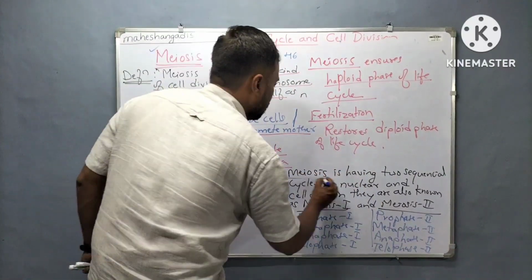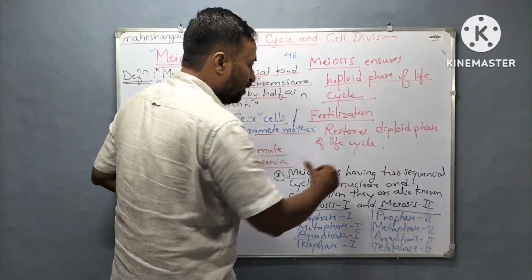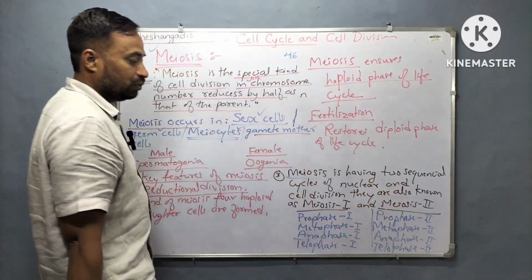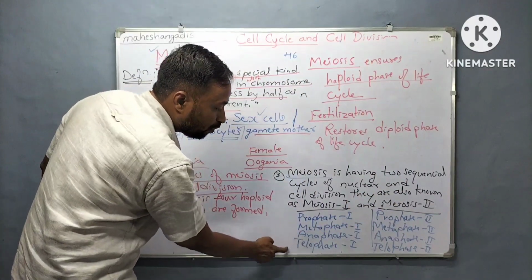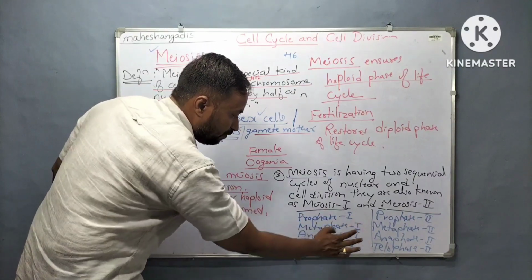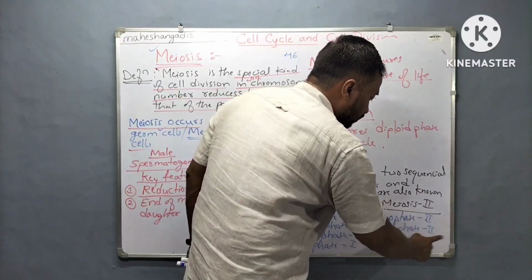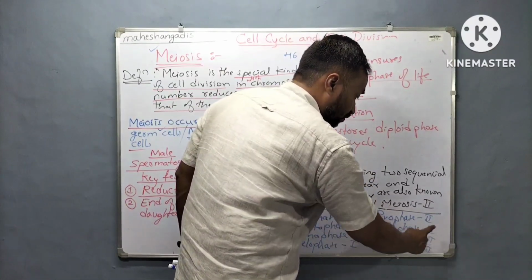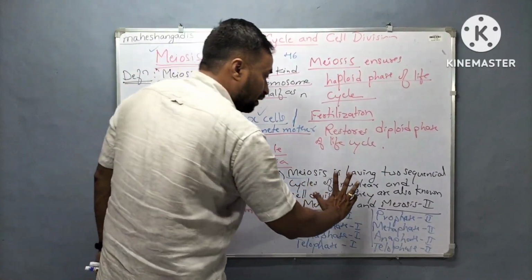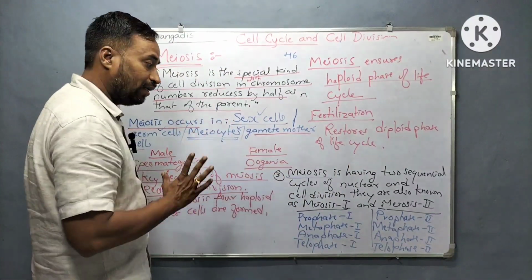See, meiosis has 2 sequential cycles of nuclear as well as cell divisions, which are known as meiosis 1 and meiosis 2. In meiosis 1 there are 4 phases, that is prophase 1, metaphase 1, anaphase 1, telophase 1. Like that, in meiosis 2, again there are 4 phases: prophase 2, metaphase 2, anaphase 2, and telophase 2. So there are two cycles of nuclear division as well as cell division.